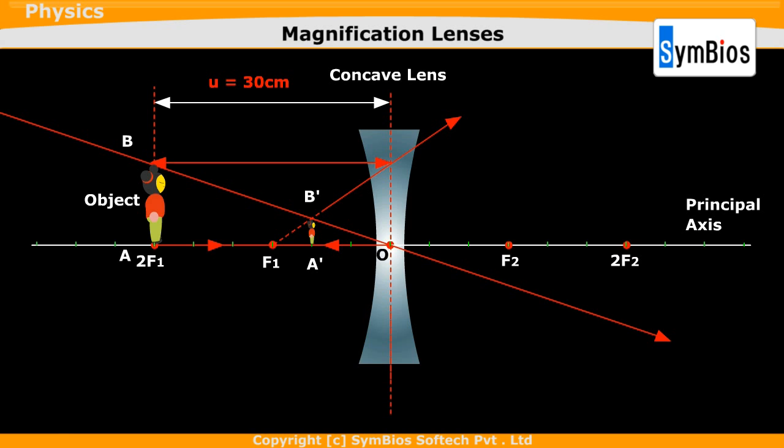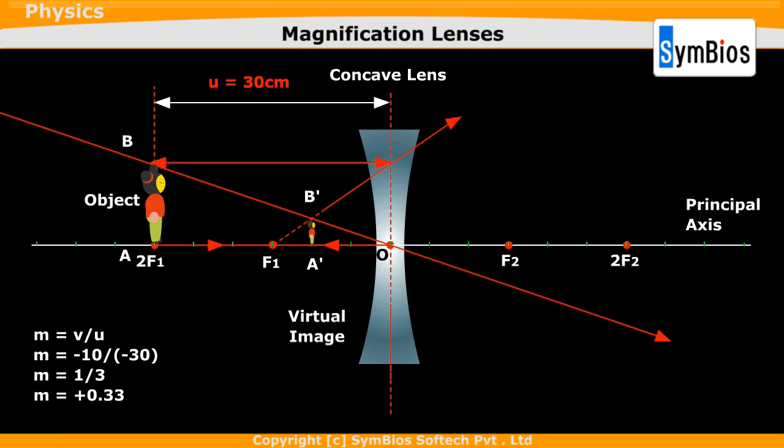The size of the image formed can be determined by the magnification formula, which is M = V/U. M = +0.33. The positive sign shows that the image is erect and virtual. The image is 1/3 of the size of the object.